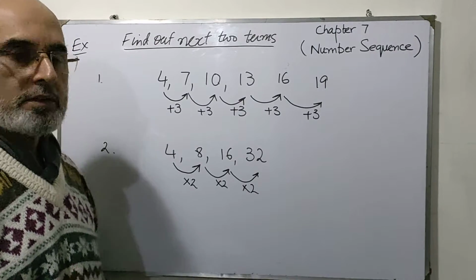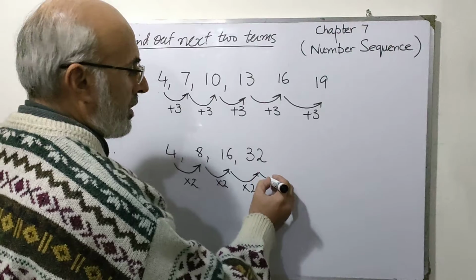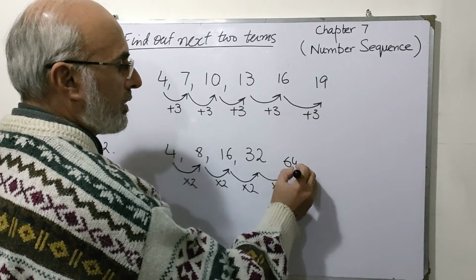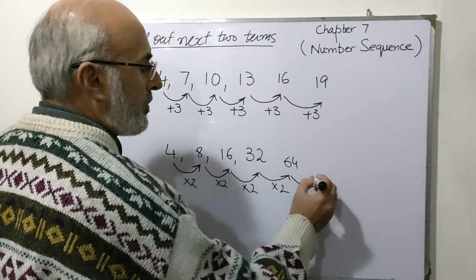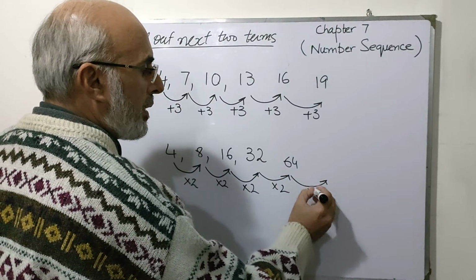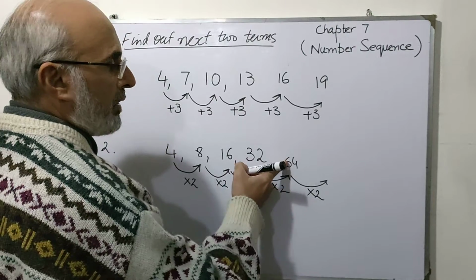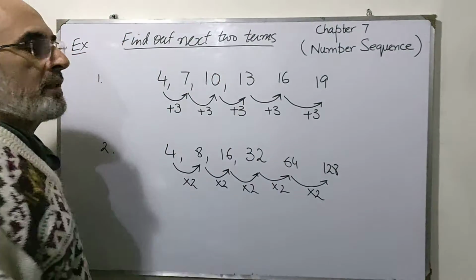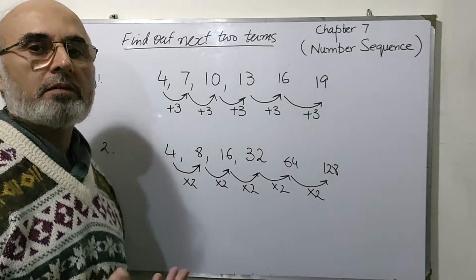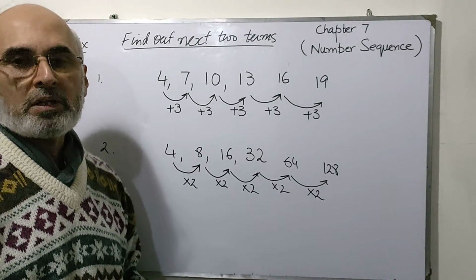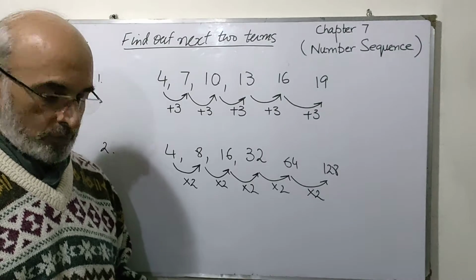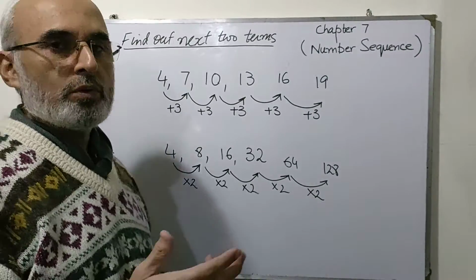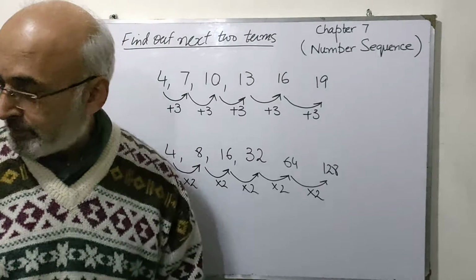So let's find out the fifth term. 32 times 2 is 64. And then from fifth term to sixth term, multiply by 2. 64 times 2 is 128. So we have our next two terms, and the rule is multiplying the previous term by 2, and we get the next term. So let's take one more example before we do practice questions.